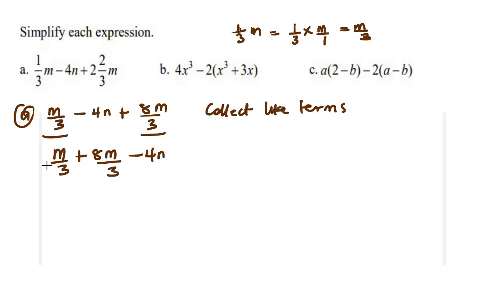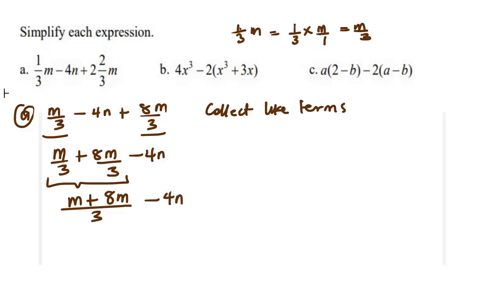So if you notice this side, they have the same denominator. So it implies that we can add the numerators together. Or perhaps somebody wants us to find the LCM. So if I find the LCM, it is 3. So 3 in 3, 1 times m, that is m, plus 3 in 3, 1 times 8m, that is 8m. So then minus 4n.